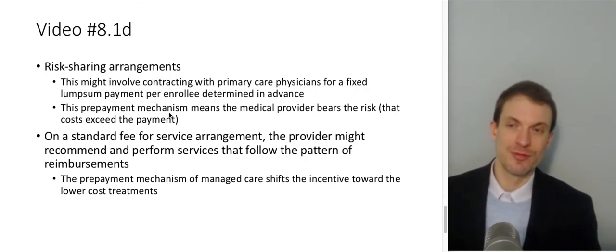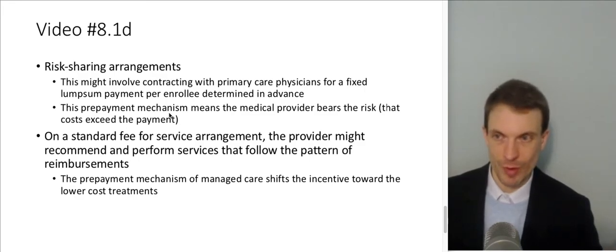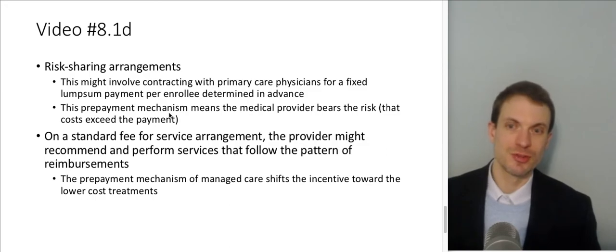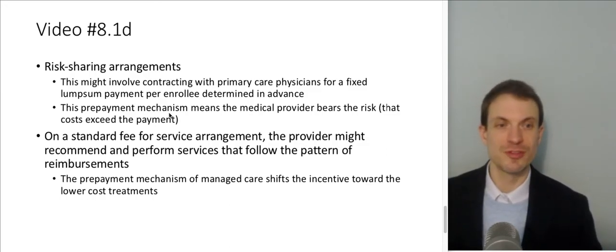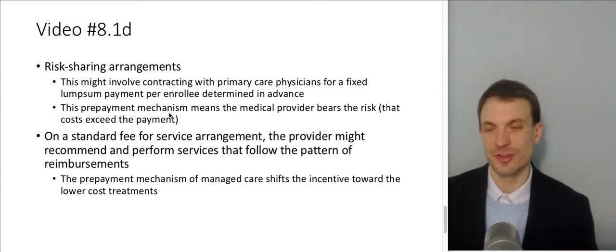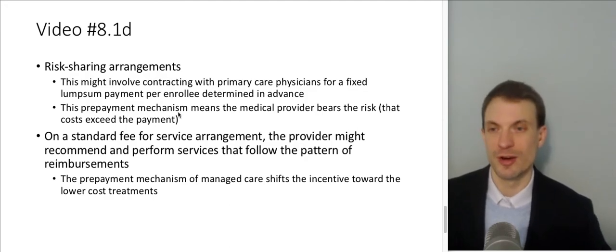It could happen with a standard fee for service. It could happen in a different way for managed care. The basic idea is this type of prepayment mechanism associated with managed care ends up shifting the incentive toward lower cost treatments instead of towards higher cost treatments, which, if we're looking from the standpoint of society and the healthcare system as a whole, might very well be more desirable, other things equal.